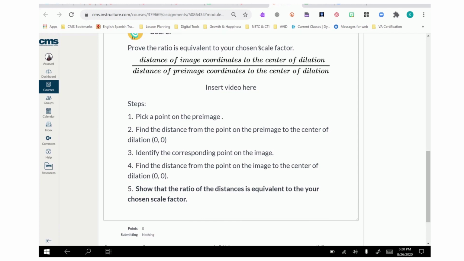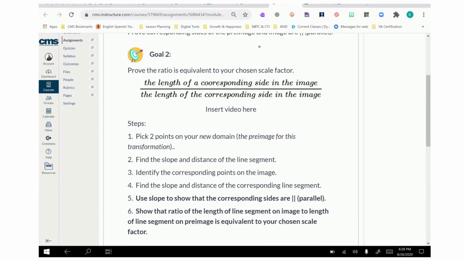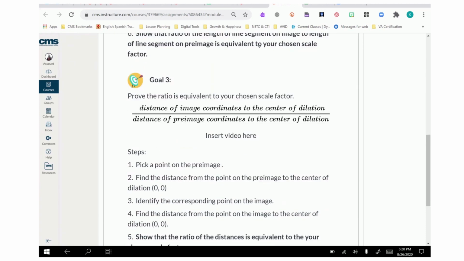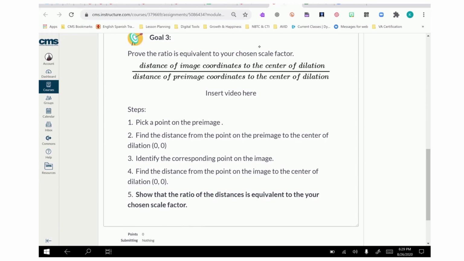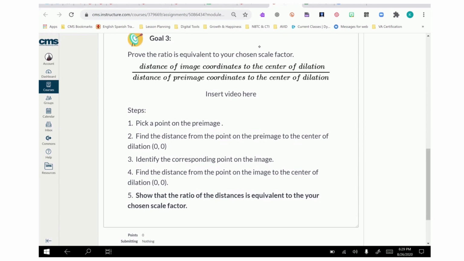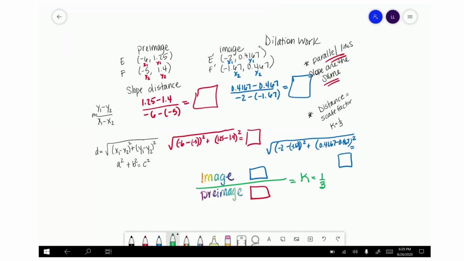So once we get those two numbers, we're going to divide them. Okay. All right. Just like we did in goal 2 up here. All right. So let's go ahead and remember it's supposed to be image over preimage. So let's go. We are going to use the same 2 points. So I'm going to go back to the workspace that we were using for dilation, okay?